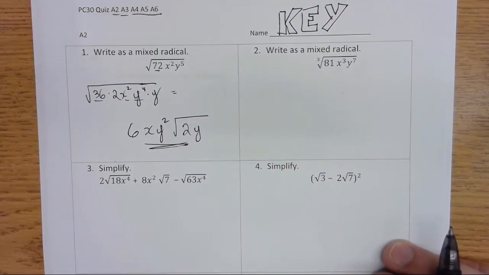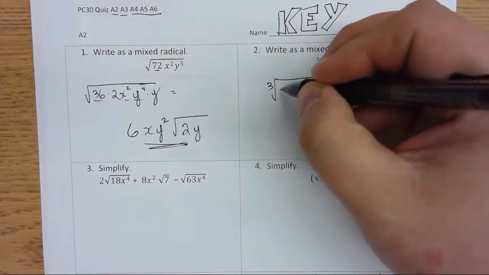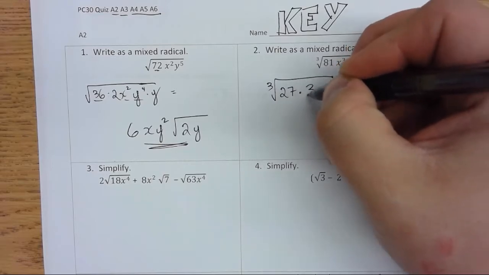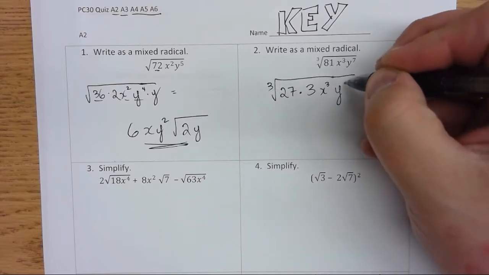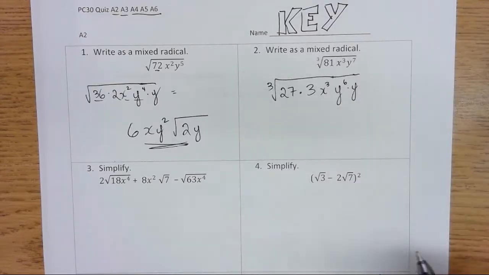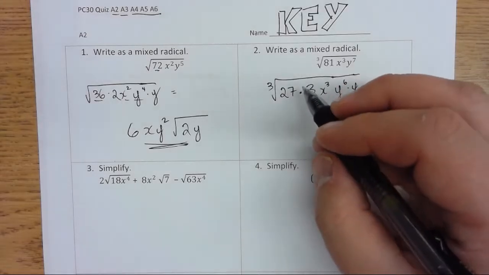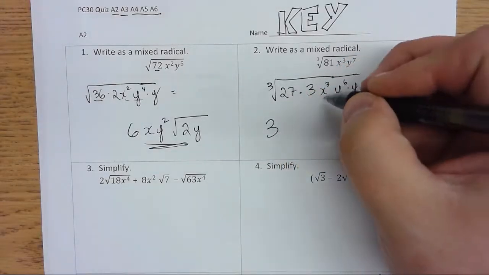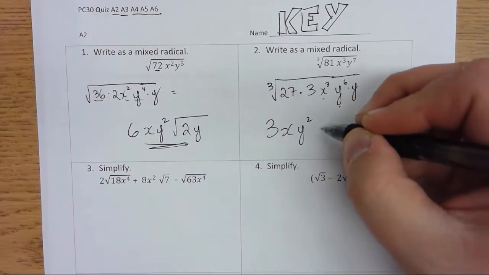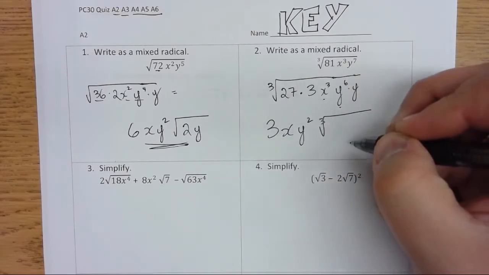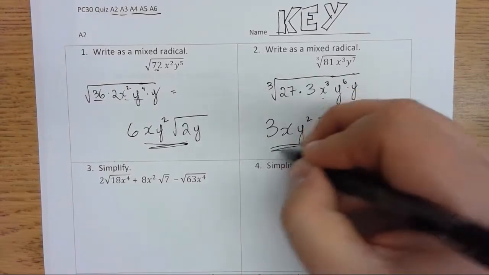Number two, I'm doing the exact same thing, only now I'm looking for perfect cubes. In the number 81 is a 27, which is 3 cubed. And x cubed is already a perfect cube. And y to the 7 is a y to the 6 times y. And if you think about it, y to the 6 is a perfect cube. It's y squared times itself 3 times. So once I get them out of the bracket, I'm going to have the 27 become a 3. The x cubed is going to become an x. The y to the power of 6 is going to become a y to the power of 2. And then inside the cube root, I still have a 3 and a y.